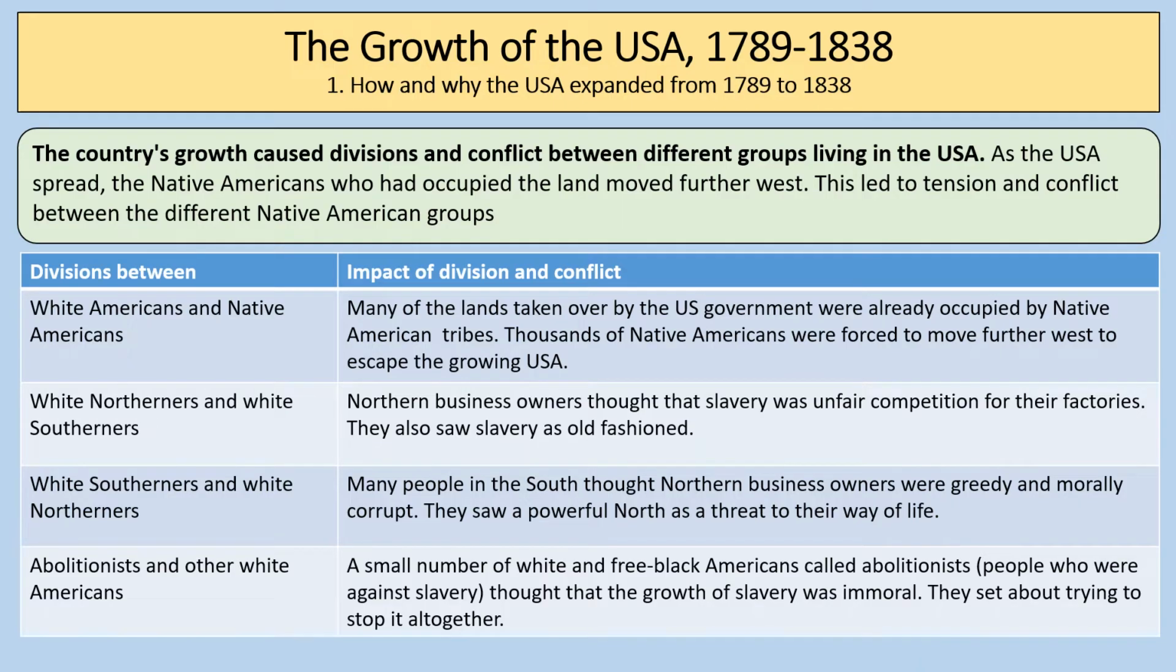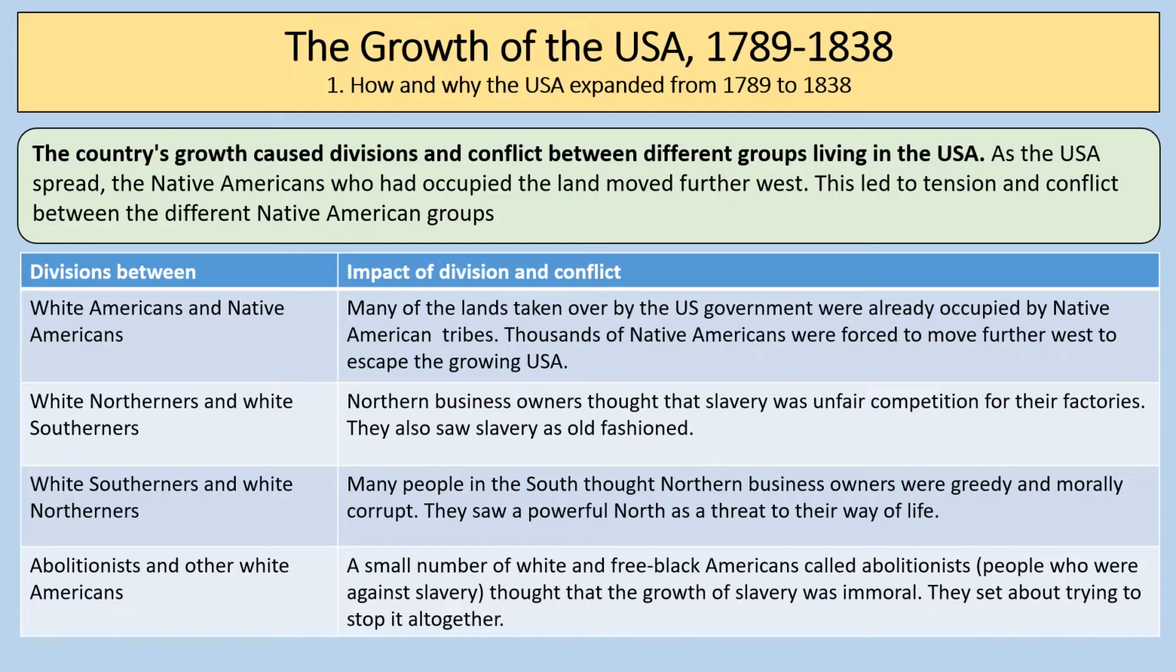However, what did happen is the country's growth caused divisions and conflict between different groups living within the USA. So as the USA spread, the Native Americans who had occupied the land moved further west, and that led to tension and conflict between the different Native American groups. So there were divisions between white Americans and Native Americans. So many of the lands taken over by the US government were already occupied by Native American tribes. So thousands of Native Americans were forced to move further west to escape the growing USA.